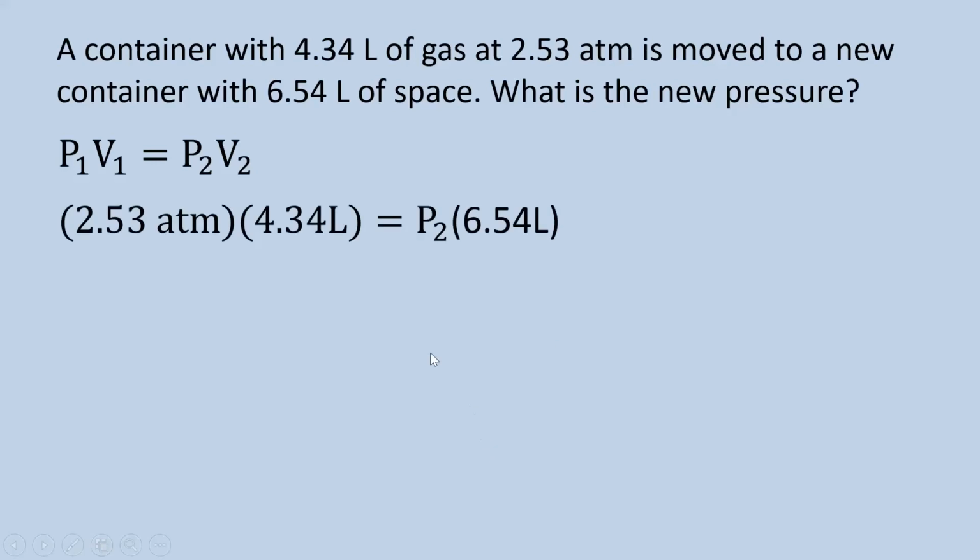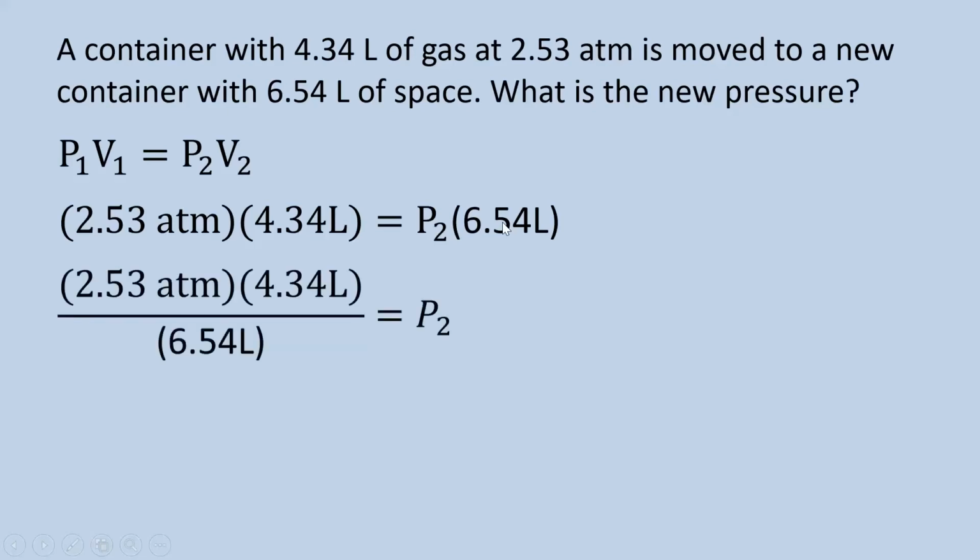So this is how we're going to pull out the information from the question to set it up. We start at 2.53 atmospheres, that's our P1, our first pressure. We're at 4.34 liters, which is our first volume, V1, and that equals P2, which is what we're looking for. So we don't have any number to put there yet, that's what we'll solve for. And we know that we're going to end up with 6.54 liters of space, that's our V2. Then we can just rearrange this by dividing by 6.54 on either side. Just algebra stuff now. So we're going to divide by 6.54 and that'll give you a value for P2.